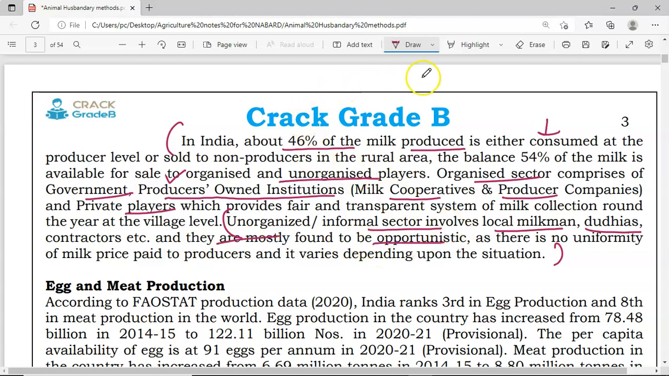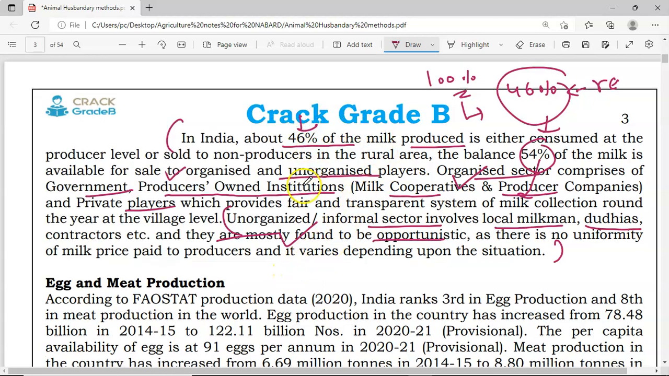So we can say that if there is 100% milk production, 46% is consumed at the producer level, and the remaining 50% that is available is consumed through the organized and unorganized sector in our country. So this is the importance of milk in our country.